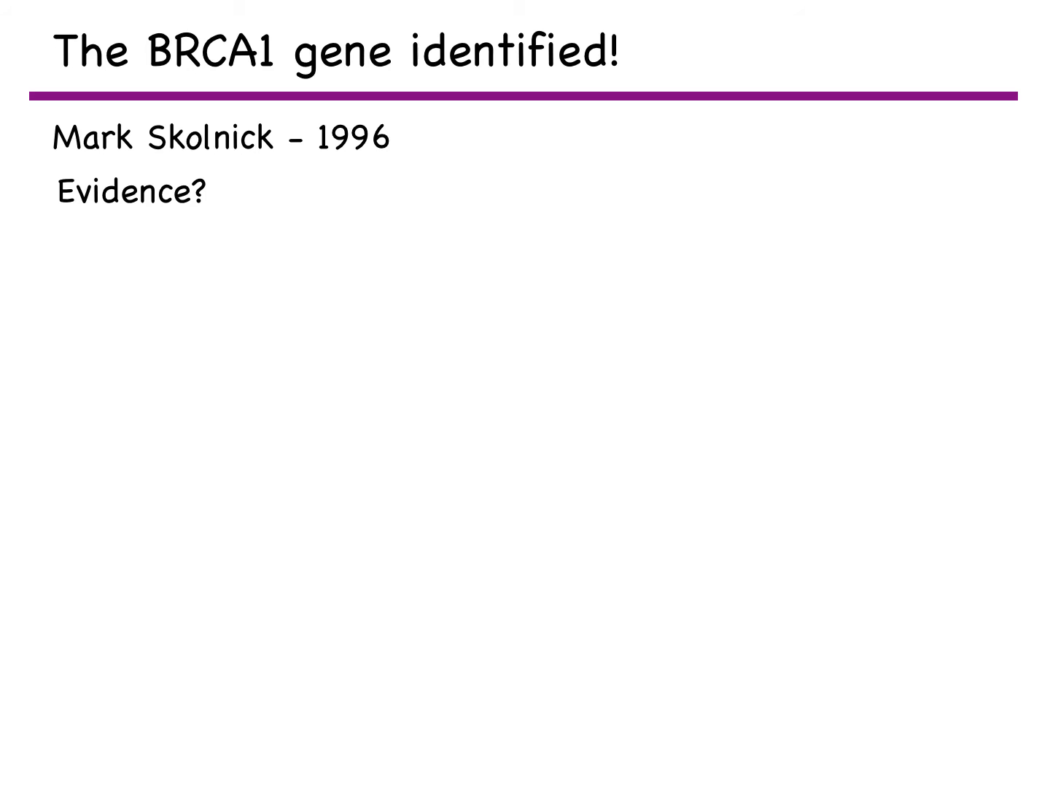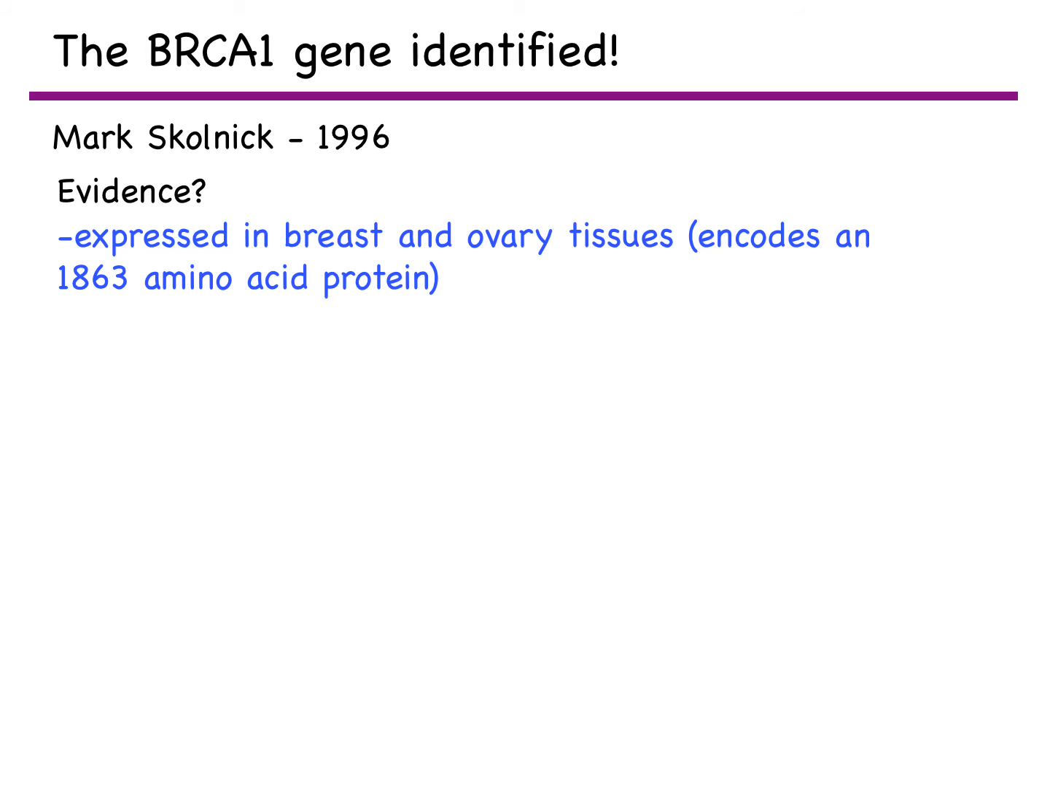So ultimately, the BRCA1 gene was identified, and it was first identified from Mark Skolnick's lab in 1996. The evidence he presented to say that this was actually the BRCA1 gene is as follows. He found that the gene itself was expressed in breast and ovary tissues. So that was what you would expect from a gene that causes breast cancer and ovarian cancer. He also found that it encodes a really large protein, 1,863 amino acids in length.